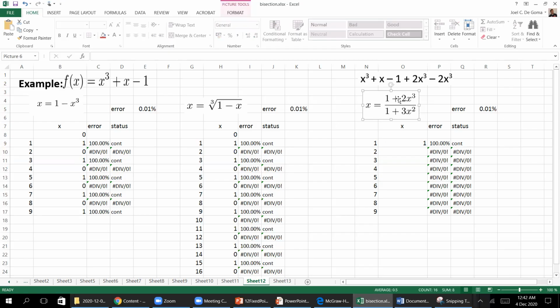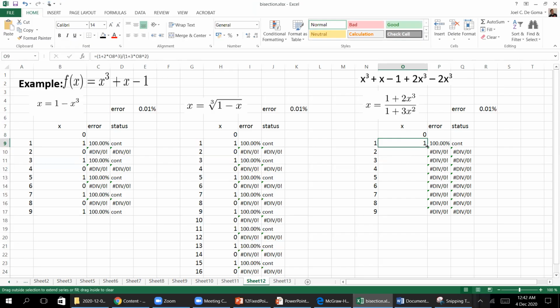Using this equation, with the same initial value 0, the result is 1. So 1 plus 2 times 0 cubed all over 1 plus 3 times 0 squared is 1 over 1, so we have 1. Substitute it here. So we have 1 plus 2 times 1 cubed all over 1 plus 3 times 1 squared.